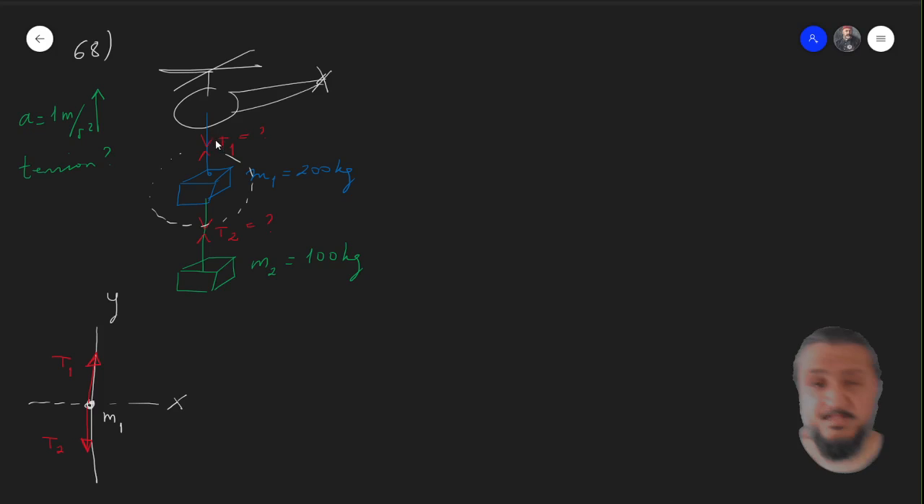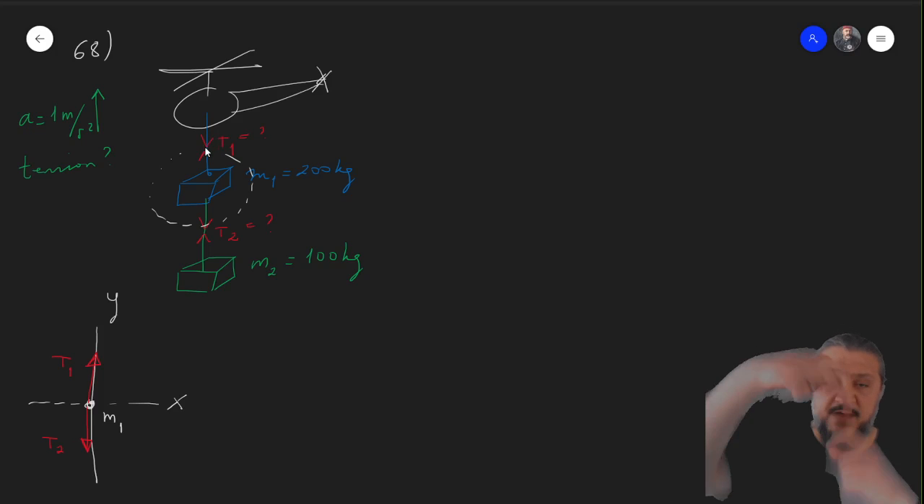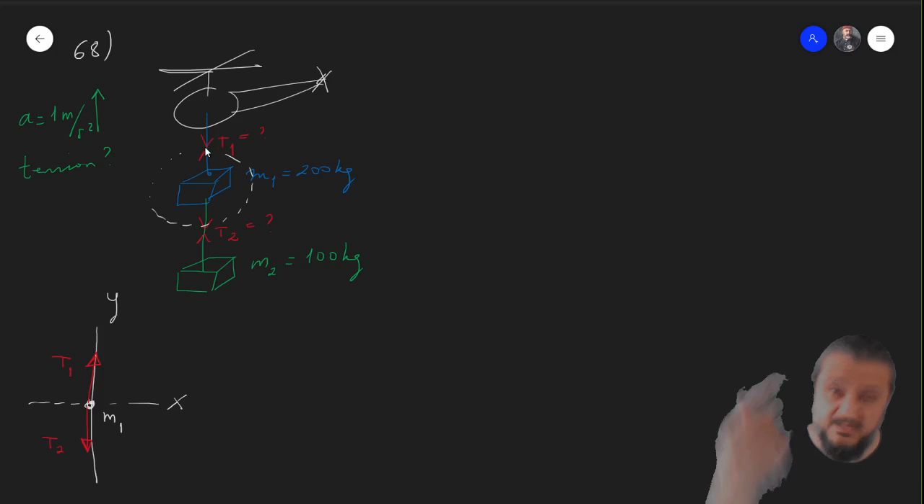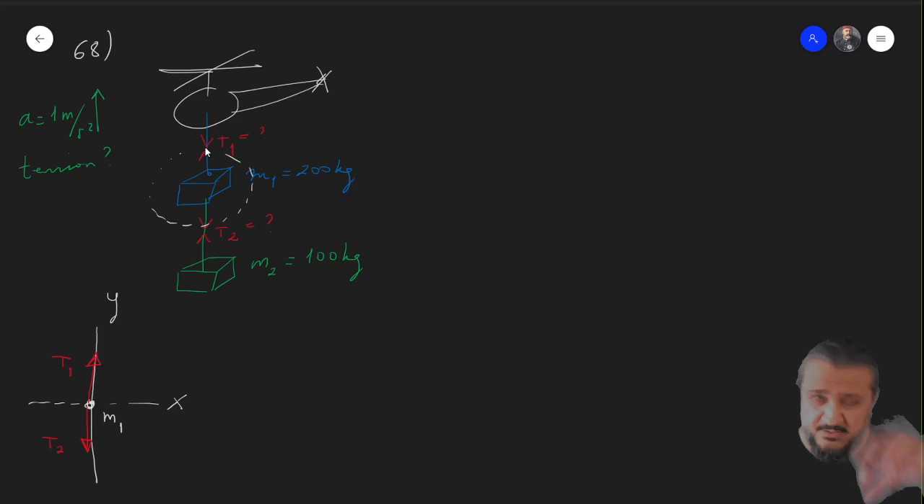Okay, that's why I put two arrows on each cable, just to show you that fact. Depending on what object you're focusing on, the direction of tension will be away from the object. Are we done? No. M1 also has its weight. Earth is pulling it downward. So the weight, M1G, I'm just going to show it with a second arrow that points in the negative y direction.